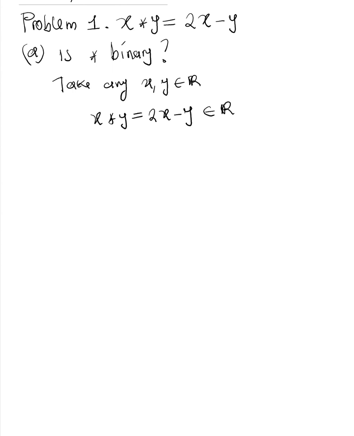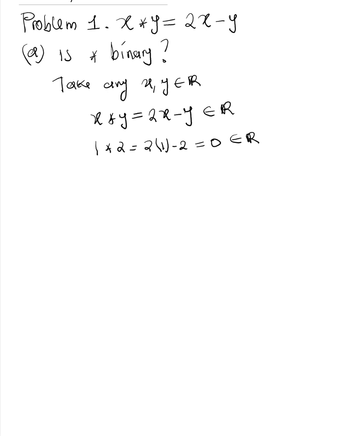I can take a quick example, say 1 star 2, which is equal to 2 times 1 minus 2, which is equal to 0, and 0 is a real number. So therefore, we conclude that star is binary on the set of real numbers.